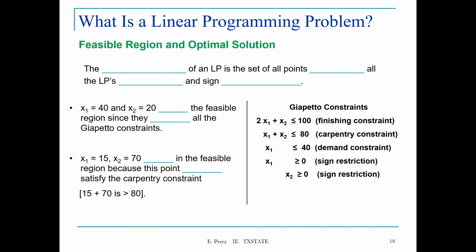The feasible region and optimal solution. The feasible region of an LP is the set of all points satisfying all the LP's constraints and sign restrictions. So for instance, X1 equals 40 and X2 equals 20 is in the feasible region since they satisfy all the constraints in this problem. X1 equals 15 and X2 equals 70 is not in the feasible region because this point does not satisfy the carpentry constraint. If you substitute that information into the carpentry constraint, you'll see that 15 plus 70 is greater than 80. So those values do not satisfy that constraint.